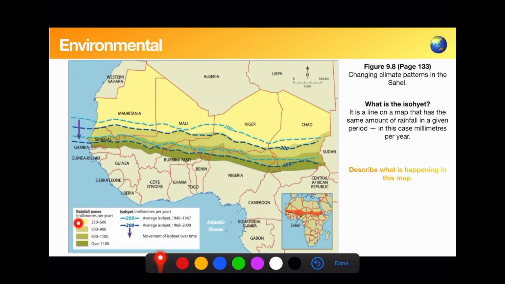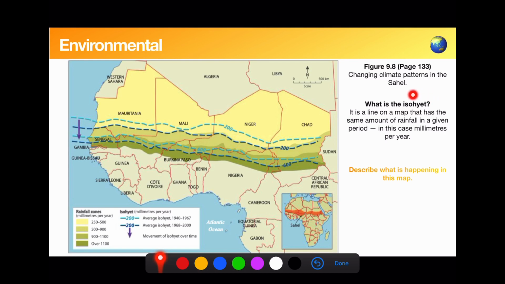This really light color is 250 to 500 millimeters per year of rainfall, and that deeper green color is over 1.1 meters of rainfall per year. So you can see the closer we get to the equator, the more rain that's occurring. The next thing to look at is your isohyet, which are these dotted lines here.